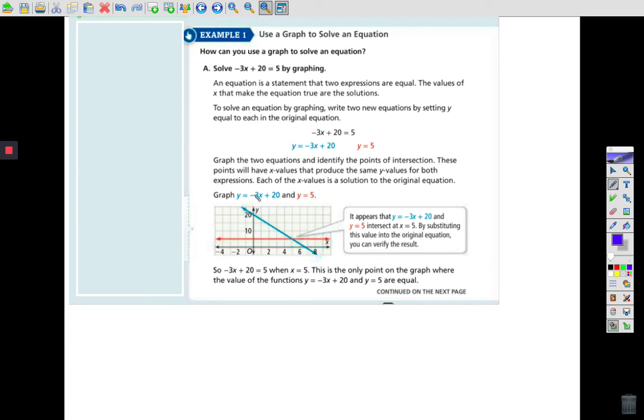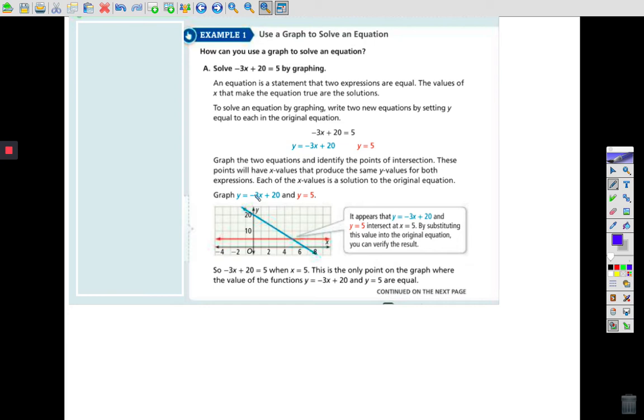All right, so example 1 says, how can you use a graph to solve an equation? An equation is a statement that two expressions are equal. The values of x that make this equation true are the solutions. To solve an equation by graphing, write two new equations by setting y equal to each original equation.